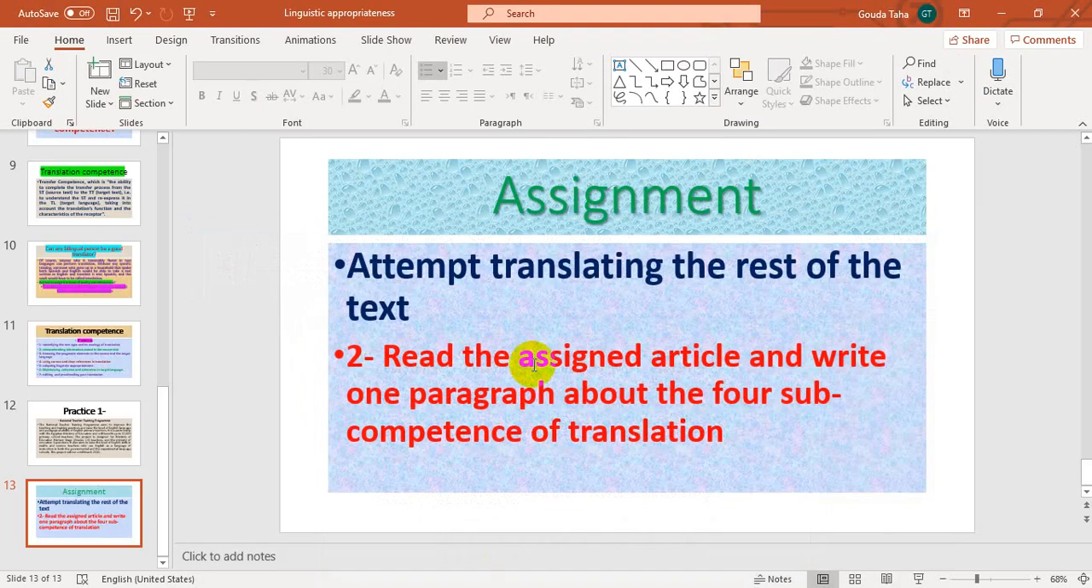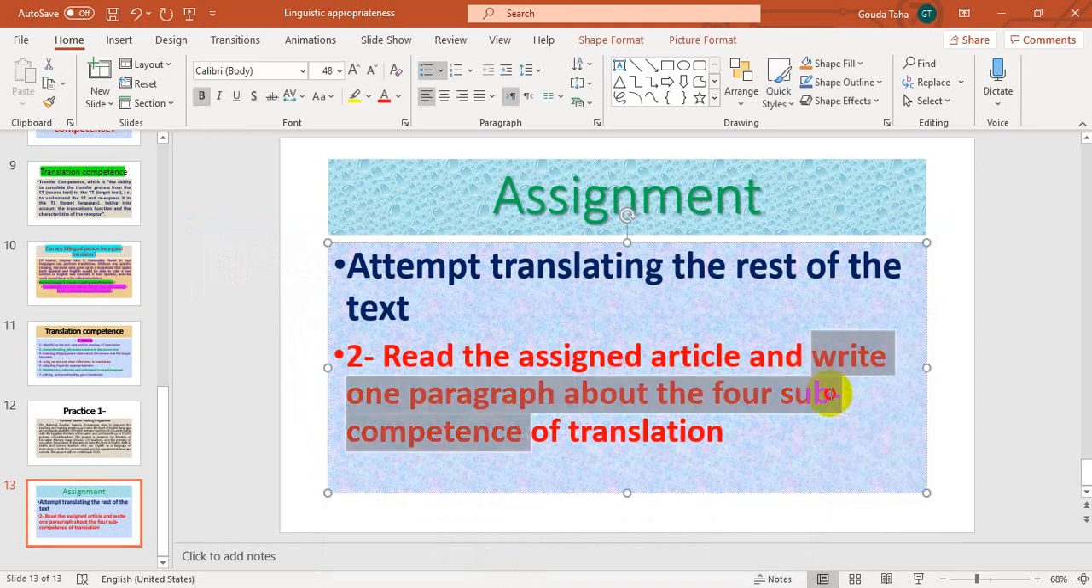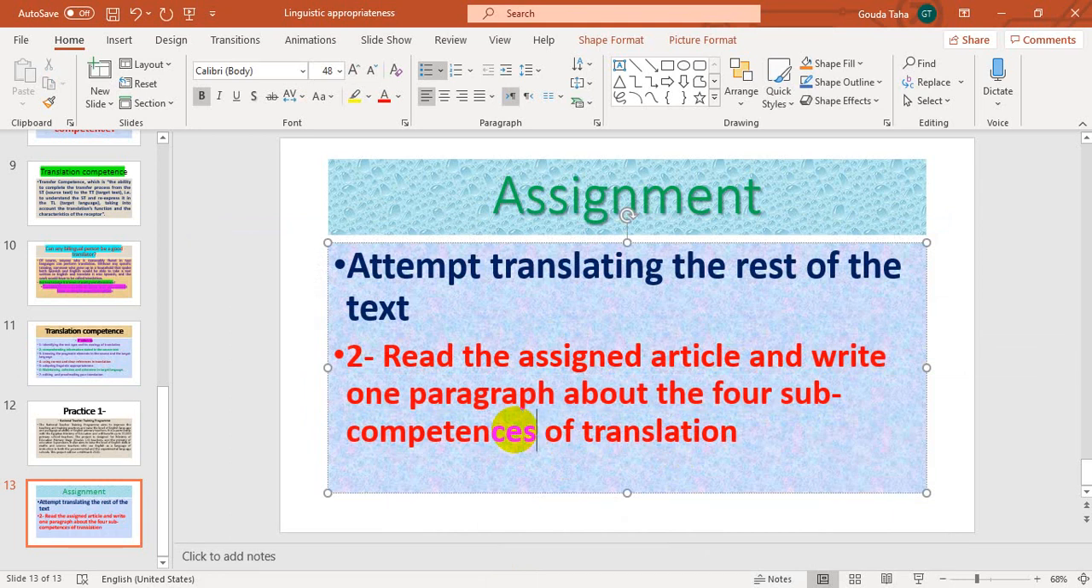And two is to read the assigned text. There will be a reading assignment of an article, and your assignment will be to write one paragraph about the 4 sub-competences of translation. The author of this article spoke about the 4 subtypes of competences of translation. So what are they? You are going to write down one paragraph.